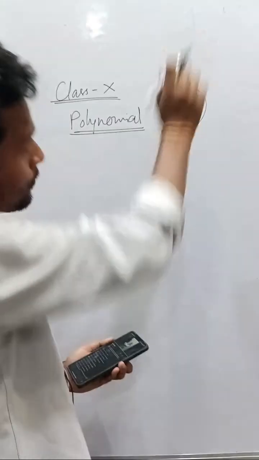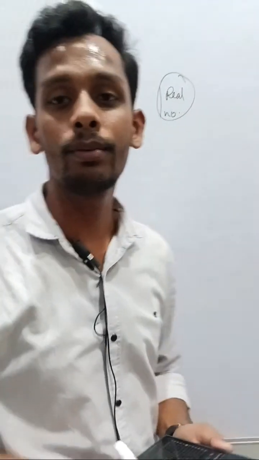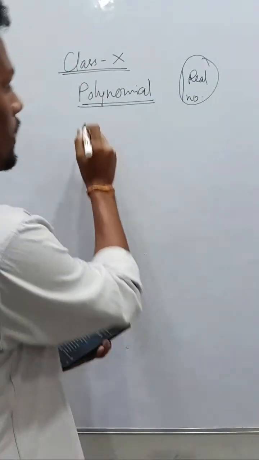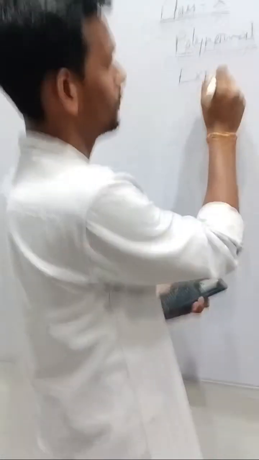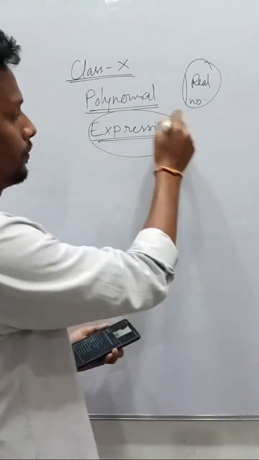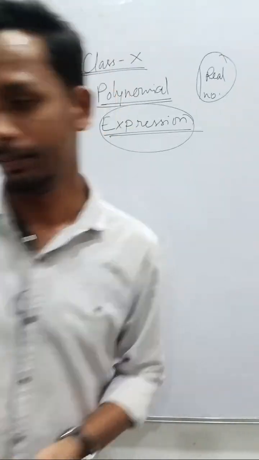So what is actually polynomial? You got the chapter from class 6, I think. Yes, class 6. Polynomial means first you got expression. What do you mean by expression?